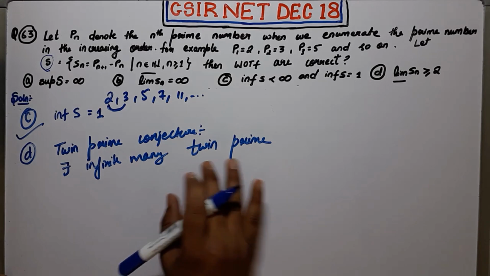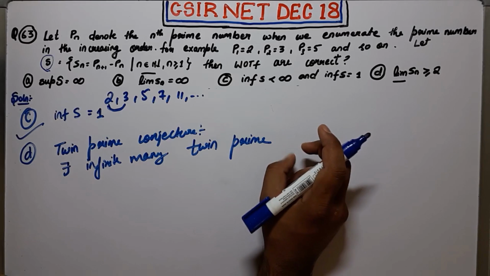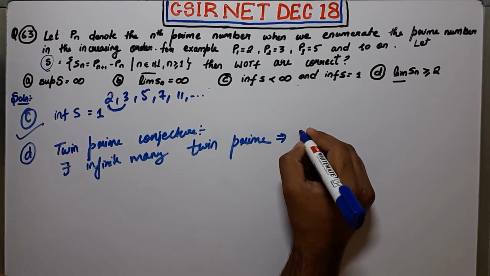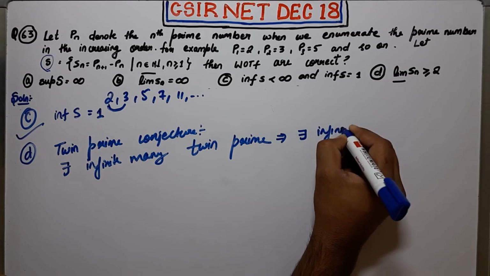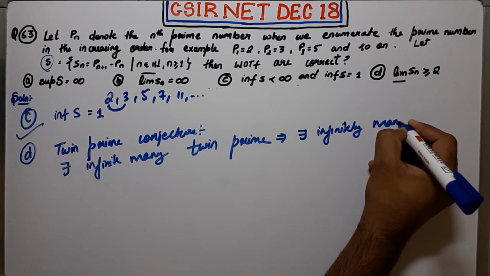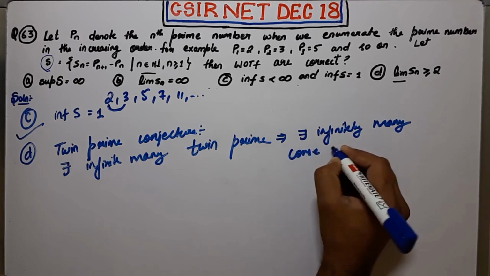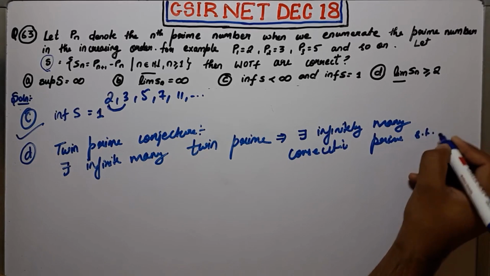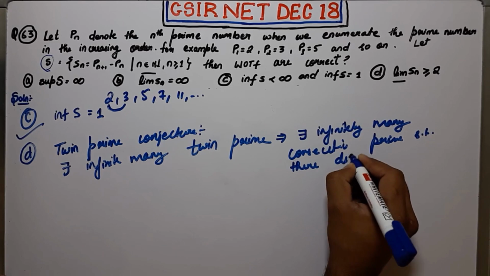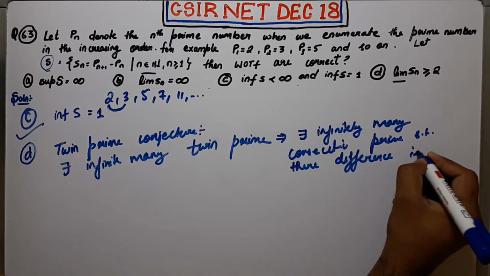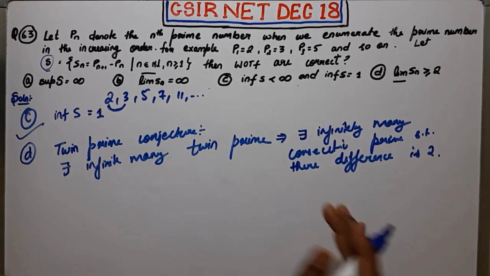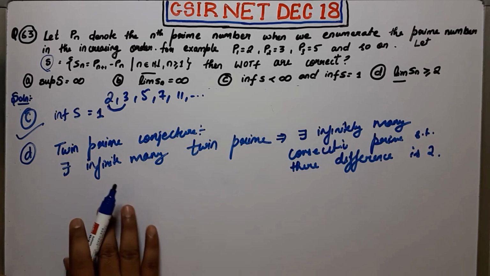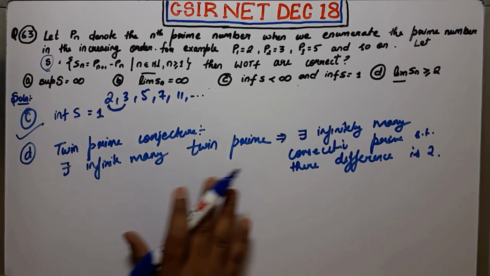What is the meaning of twin primes? Twin primes means the difference between two primes is 2. So this implies there exist infinitely many consecutive primes such that their difference is 2. So twin primes means consecutive primes whose difference is 2. So you see, you have infinitely many consecutive primes whose difference is 2.